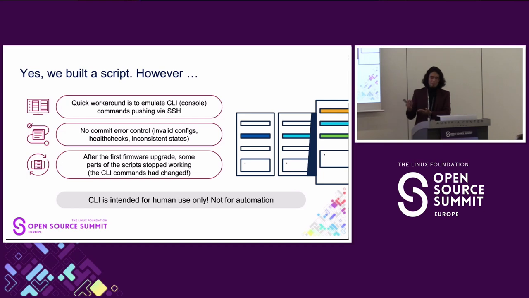And also, when we migrated these devices, some commands changed, right? And our script wasn't keeping up with that. That means that our script for some other tasks was just useless. It was worth nothing. And here it's important to remind ourselves that the CLI, when we log in via SSH to a device, is intended for humans and humans only. It is not an API. It is not intended for machines or automation.